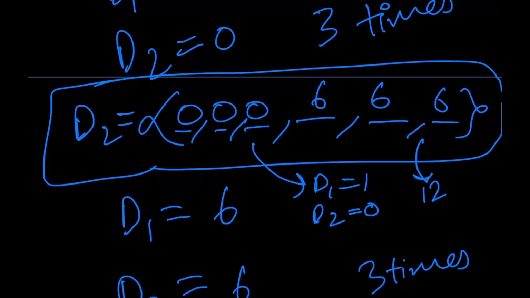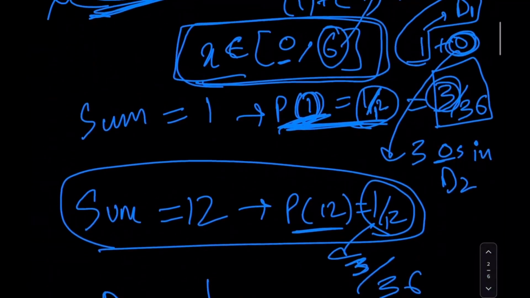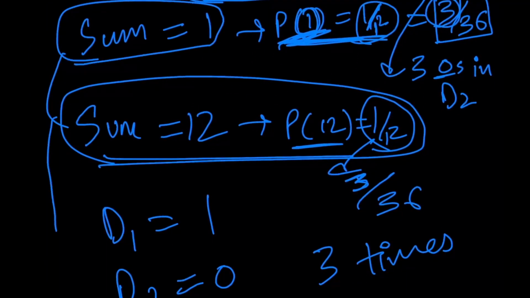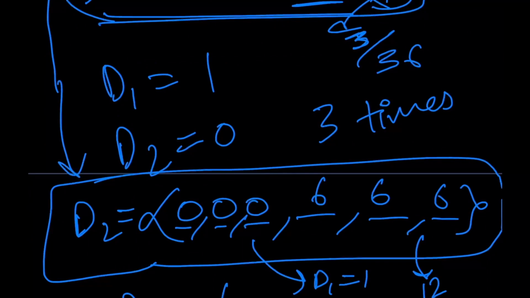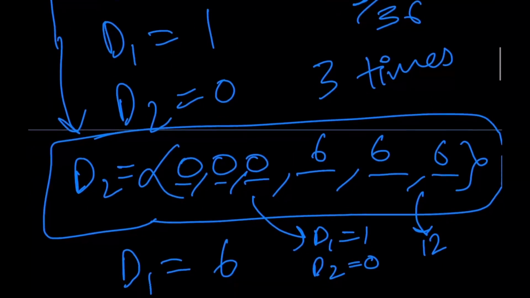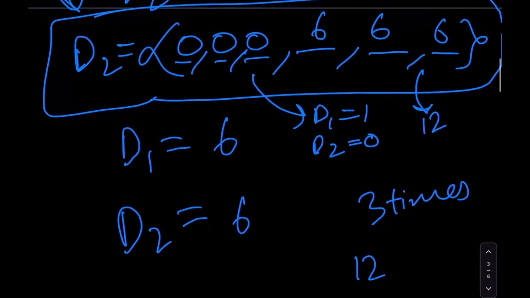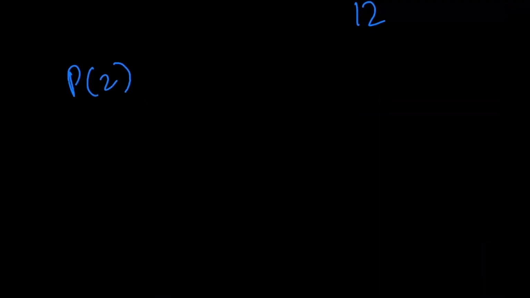So since these 2 cases where the sum is 12 and the sum is 1 constrain D2 to be this particular value, that means that this probably is the solution. And now if you were to try to calculate all the other probabilities, so probability of 2 and probability of 3 all the way to probability of 11, you would see that all of them are equal to 3 over 36 or 1 by 12.